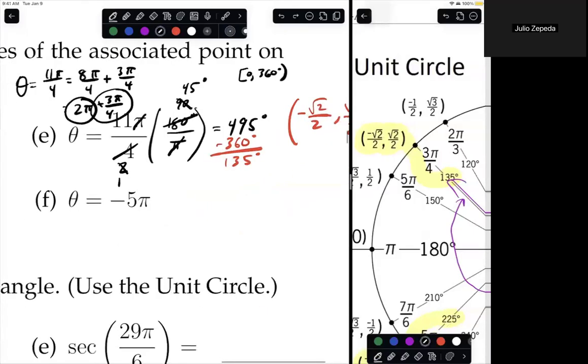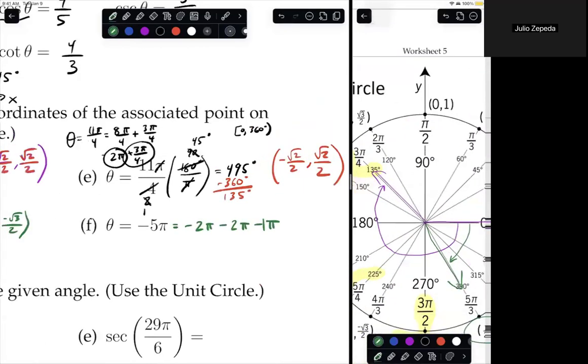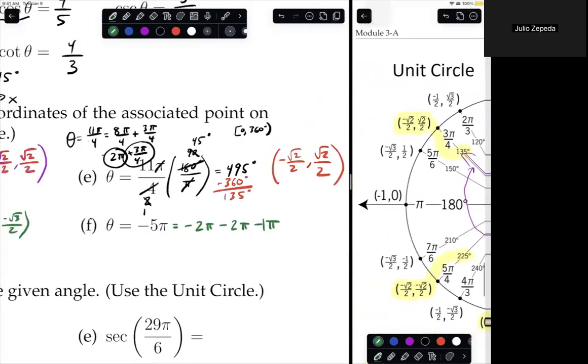And then finally F, which is theta equals negative 5 pi. Well, negative 5 pi is the same as negative 2 pi, negative 2 pi, minus 2 pi, and minus 1 pi, or just minus pi. So, wow, this is a nice angle here. Since it's negative, it'll go clockwise. It goes 1 revolution, 2 revolutions, and then a half revolution, and ends up being coterminal with 180 degrees, or pi radians. So the associated point, the answer, is negative 1 comma 0.